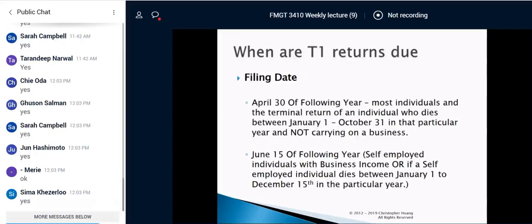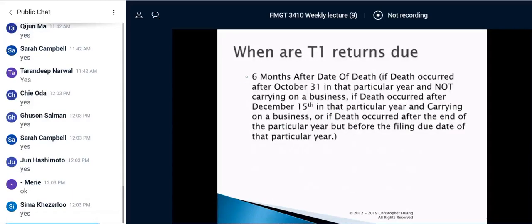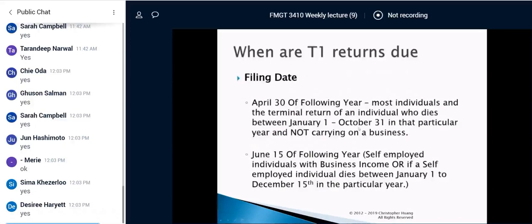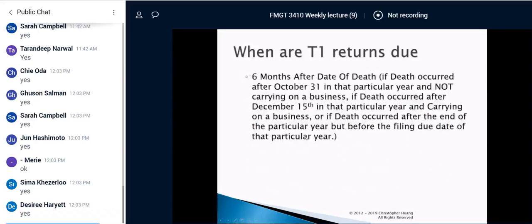Okay. Now, what happens if you didn't die within these timelines? So you're April 30th, you didn't die between January 1st, you died after October 31st. If you're a self-employed individual, you died after December 15th. What happens? Well, then you have 6 months after the date of death. Okay. So then you have what's called a variable deadline.